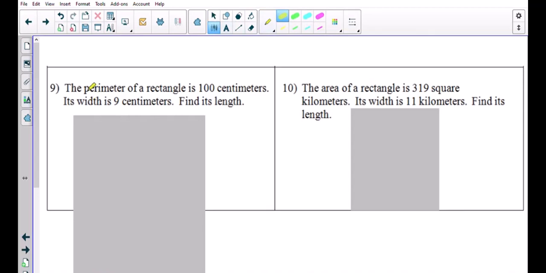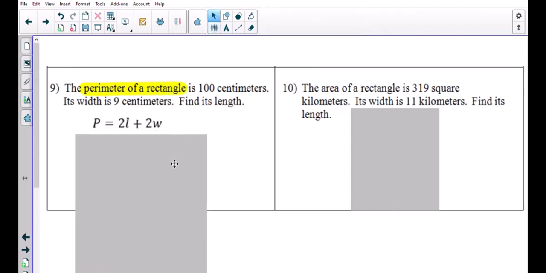Okay. So it says the perimeter of a rectangle, we know we're going to use the formula P equals 2L plus 2W. We are going to replace W in this case with 9.